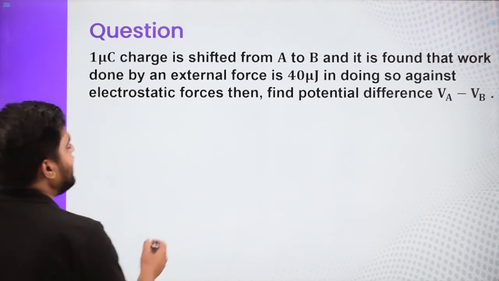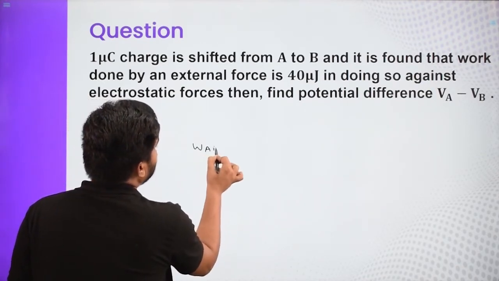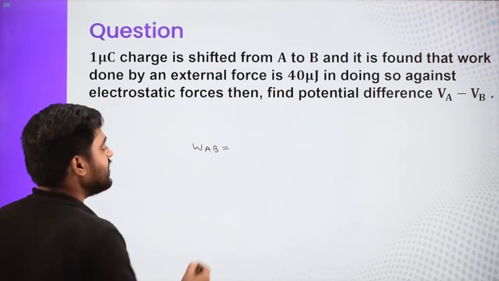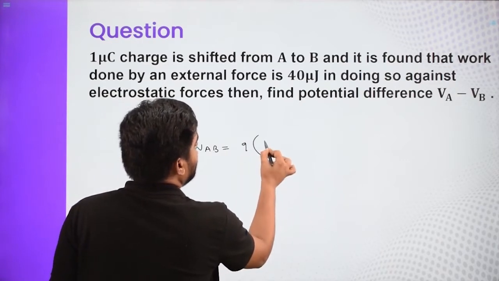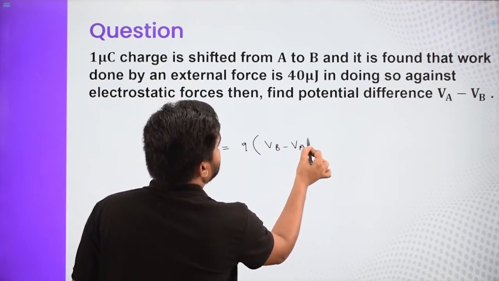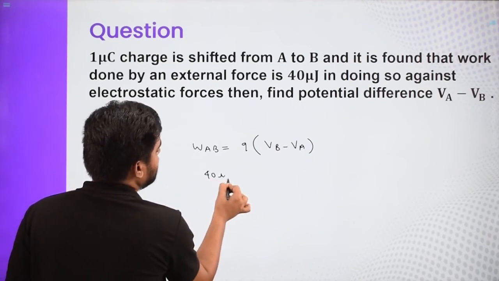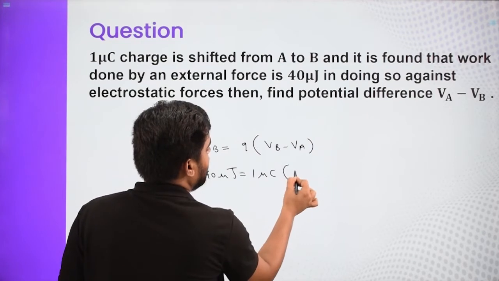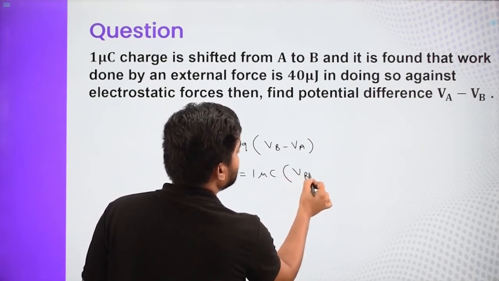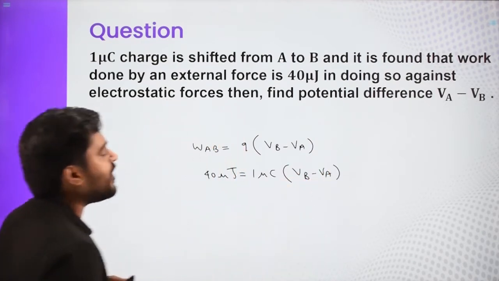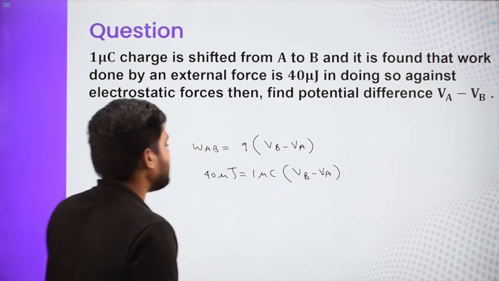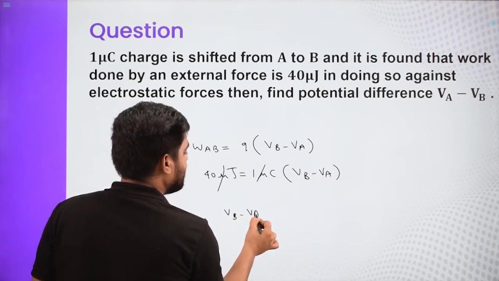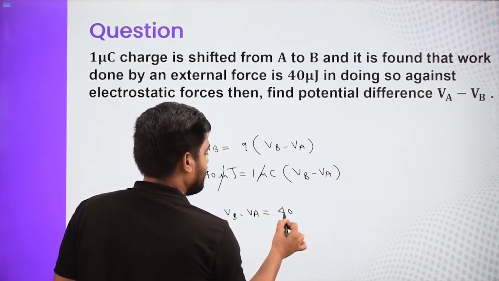So we are moving from A to B. Work done in moving from A to B by external force is nothing but Q delta V. So Q into final minus initial. This is 40 microjoule. Charge itself is 1 microcoulomb and it is VB minus VA. We are moving from A to B, so final minus initial, and micro is gone, so we get VB minus VA to be 40 volts.